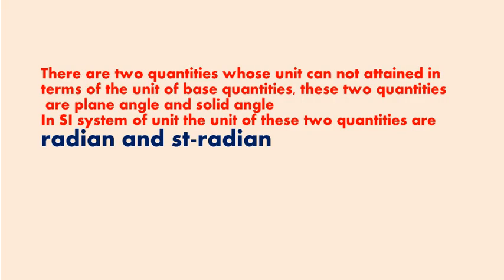The units of plane angle and solid angle cannot be obtained in terms of the units of base quantities. Therefore, these two quantities are also known as supplementary quantities. The units used for plane angle and solid angle in the international system of units are radian and steradian respectively.